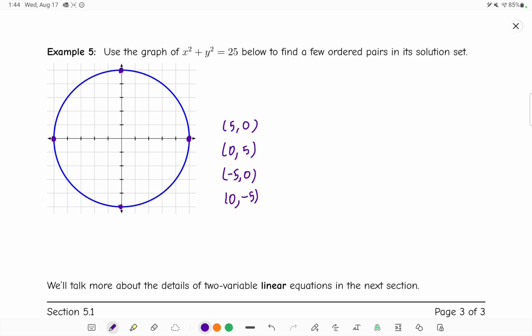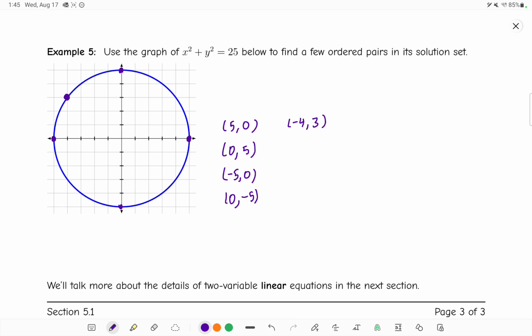I'm going to find one more, but then I want you guys to find 2 or 3 on your own. For example, I see this point over here, so -4, 3, is also a solution to the equation x squared plus y squared equals 25.